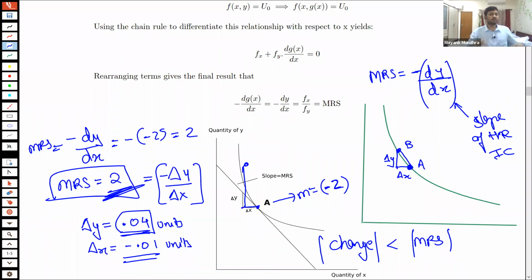so that's the idea. If the ratio of change is the same as the ratio of MRS for small changes, then your utility does not change. But if the ratio of change is larger, then your utility will be changing by a larger amount. And if the ratio of change is smaller, then your utility will be going down. Okay.